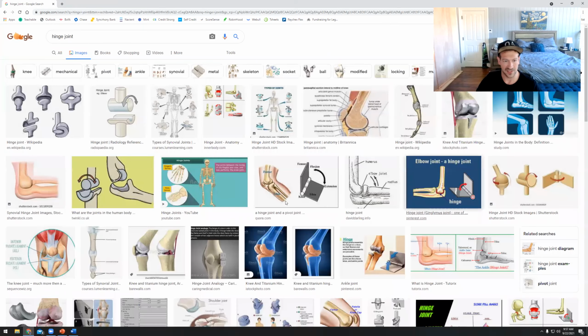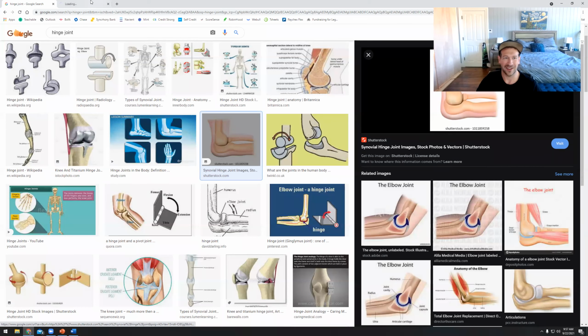The actual elbow itself. Of course, they're showing the freaking knee here. Come on, internet. I feel like I'm working against Google today.